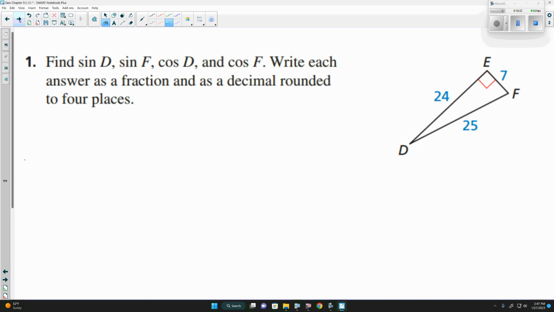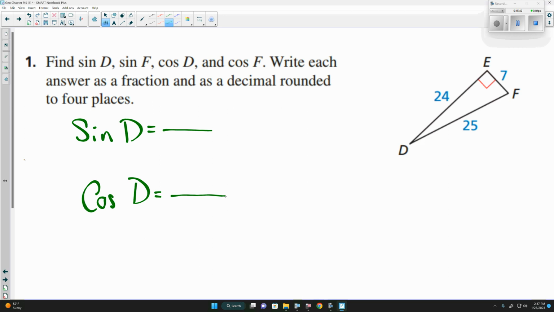Questions on this here so far? So let's look at this next one here. Find sine of angle D, and we're going to find cosine of angle D. We'll do these first. Now, looking at the three sides, which one is going to be the hypotenuse? 25, because it's opposite the right angle. So for sine of angle D and cosine of angle D, the denominator for both of these will be 25.